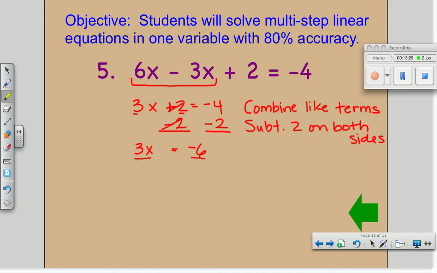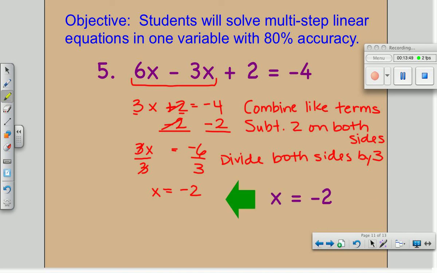Now, divide both sides by 3. This is just x. Negative 6 divided by 3 is negative 2. So again, divide both sides by 3. And your answer is negative 2. Okay?